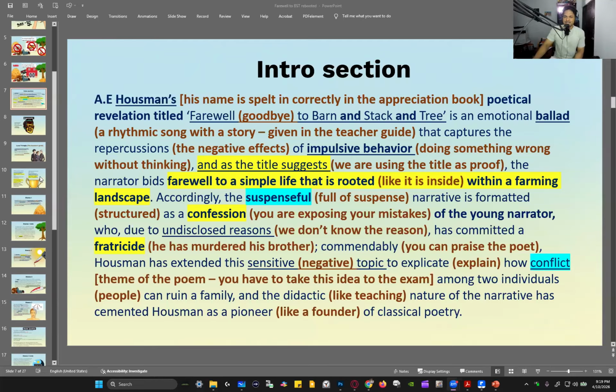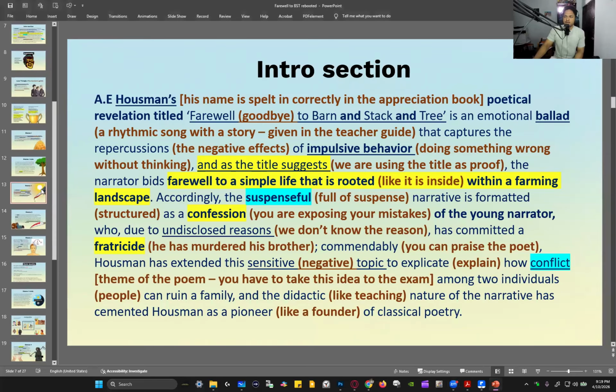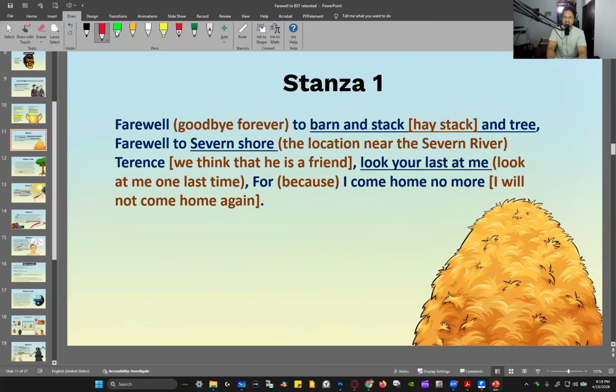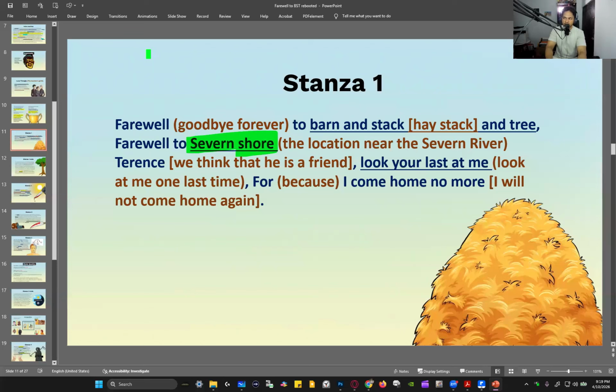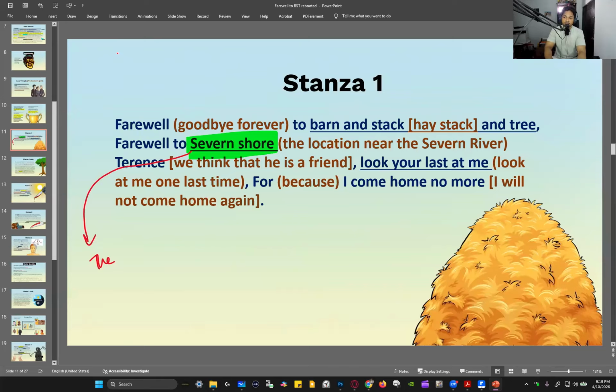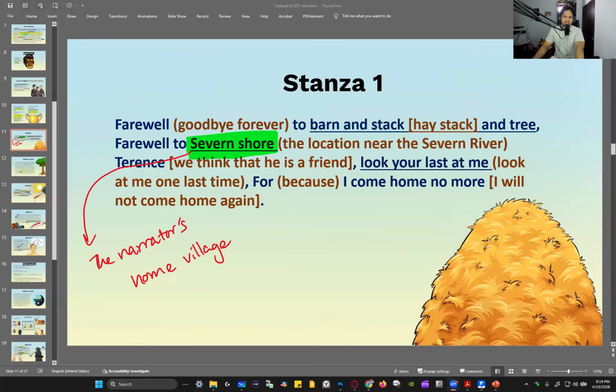So we are going to take a look at stanza number 1. All right. Farewell to barn and stack and tree. Farewell to Severn Show. What is Severn Show? It is the location, the place where the narrator lives, the narrator's home village. That is what Severn Show is.